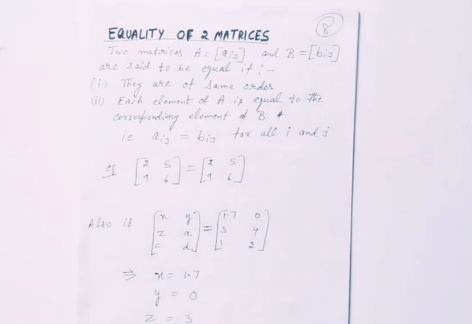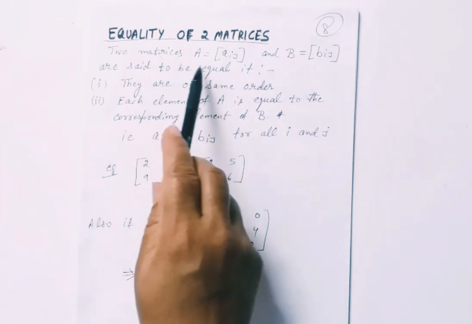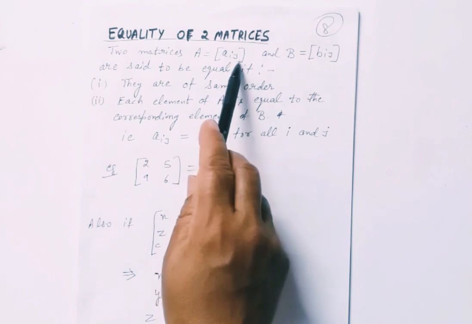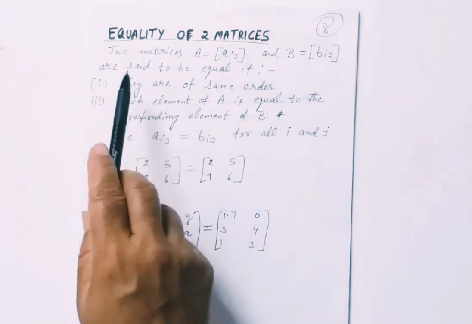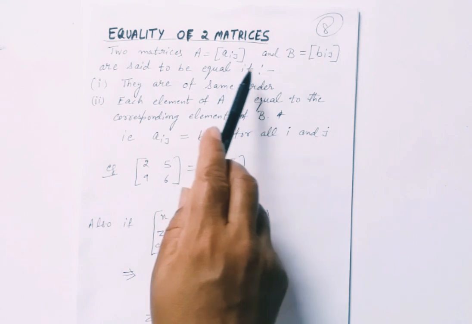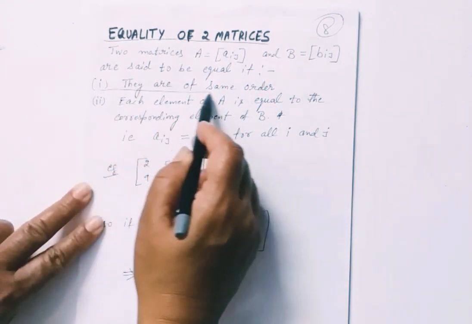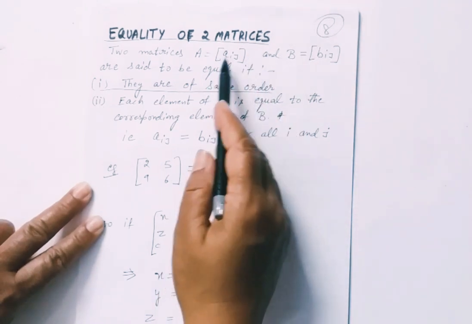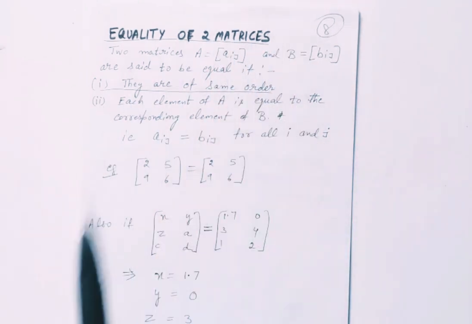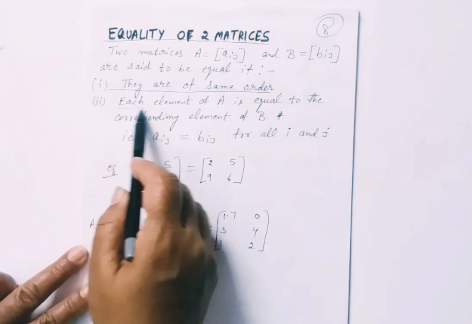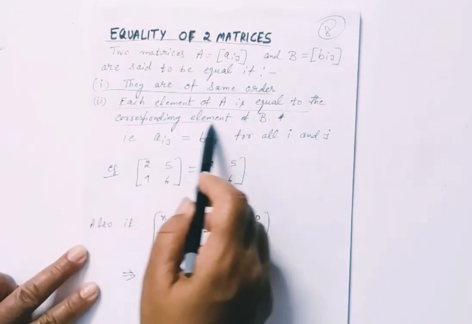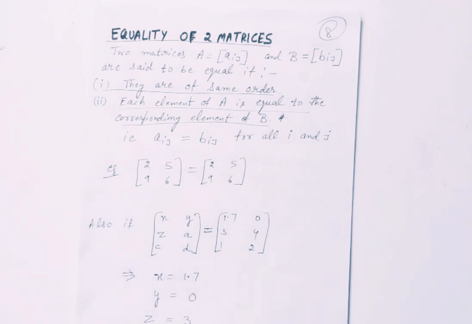Now let us consider the equality of two matrices. When do we call two matrices equal? There are two conditions, students, for two matrices to be equal. Consider two matrices A equal to Aij and B equal to Bij. These two matrices are said to be equal if they satisfy two conditions. Number 1, they are of the same order, and number 2, each element of A is equal to the corresponding element of B.